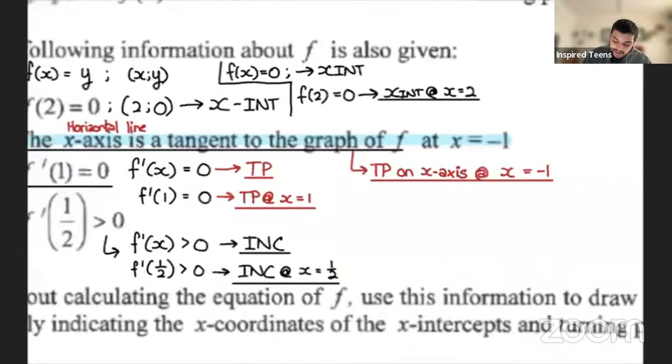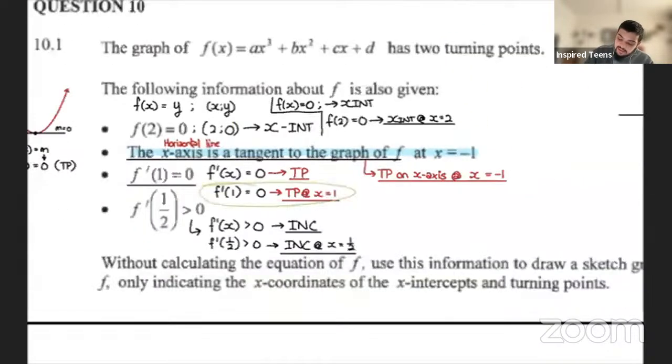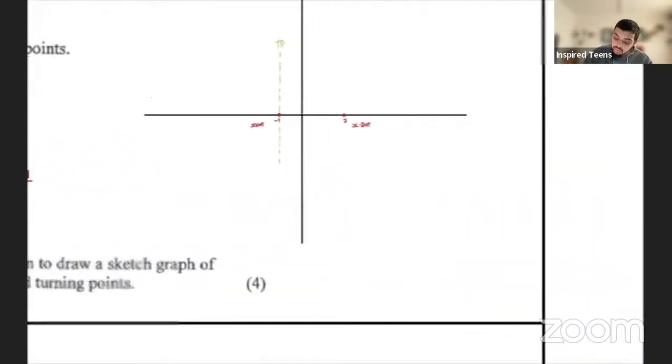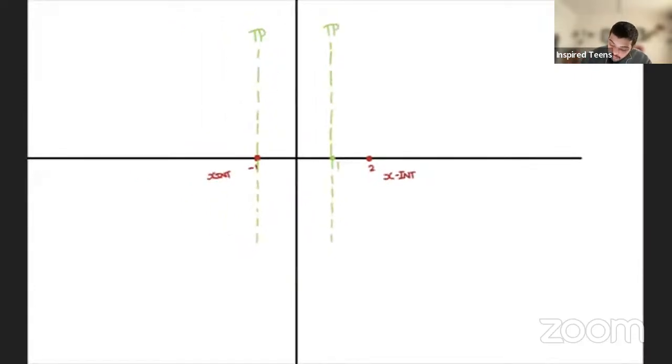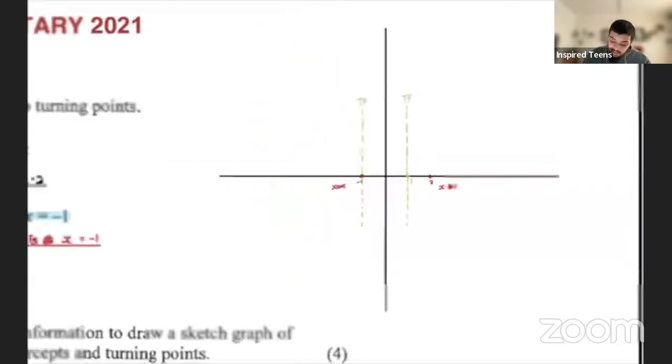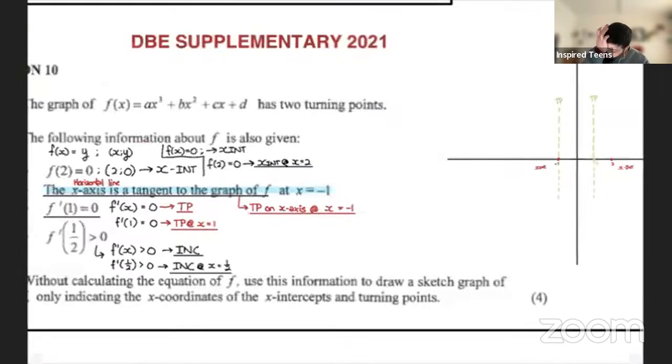Where is the next turning point? At 1. First derivative is equal to 0, a turning point at x is equal to 1. So at x is equal to 1, which is the midpoint between the x-intercepts, somewhere here. This is the other turning point. So we have x coordinates of turning points at -1 and 1, x-intercepts at 2 and -1 as well. What else do we have?